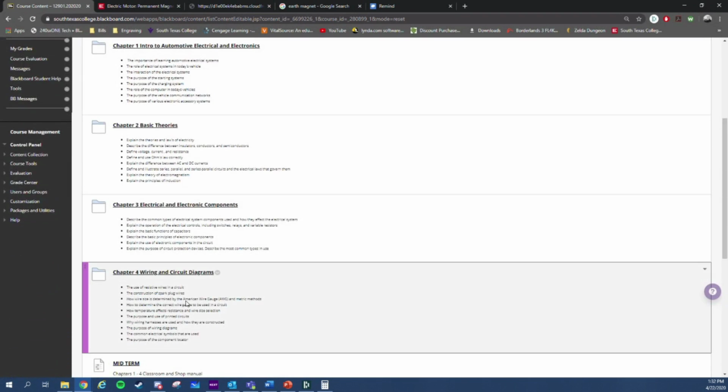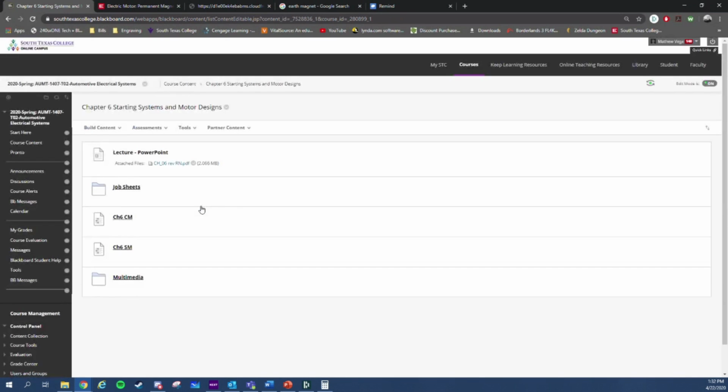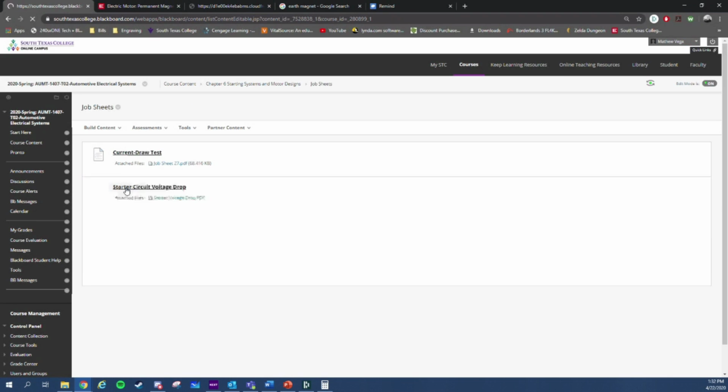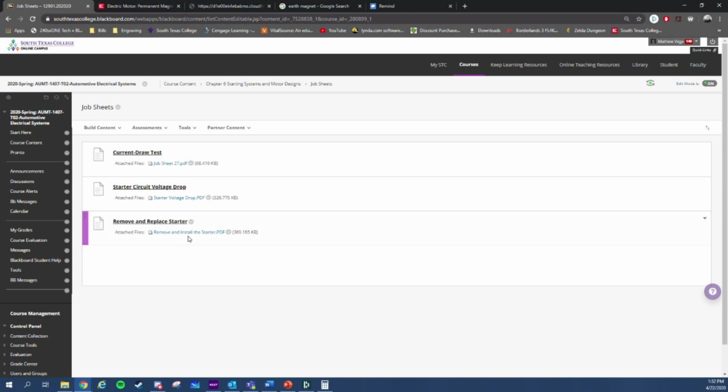So pretty much what we're left with is Electude, and it works for what it's designed for. You know, a supplemental system for learning the automotive industry, but it's not going to be a substitute for any type of hands-on training. So let me jump into this really quick, because let's look at something that we would have been doing right now in class in the actual lab, and that is a starter circuit voltage drop.